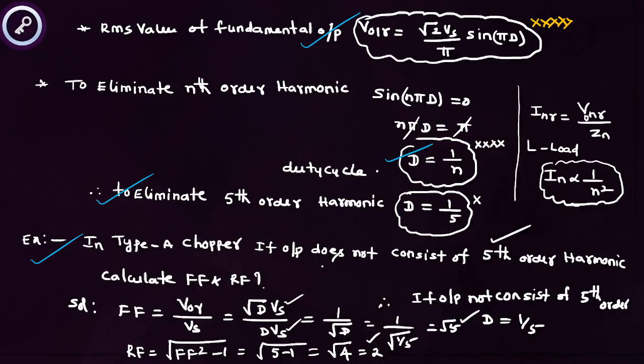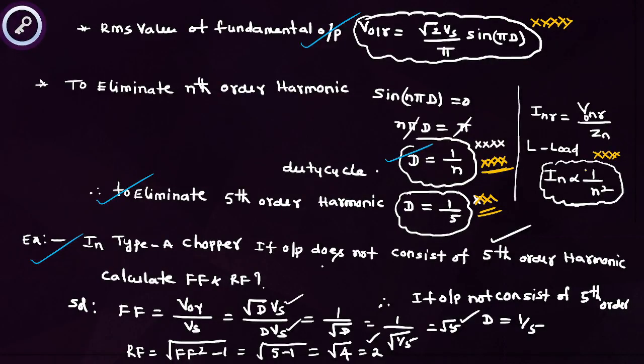Next, with respect to Fourier analysis in type A chopper, to eliminate nth order harmonic, how to maintain the duty cycle? To eliminate the nth order harmonic, the duty cycle equal to 1 by n. Very important. For example, to eliminate fifth order harmonic, what is the duty cycle? 1 by 5. Next, one more important observation: nth order harmonic current is proportional to 1 by n square. For example, I3 is proportional to 1 by 3 square, so I3 equals I by 9.